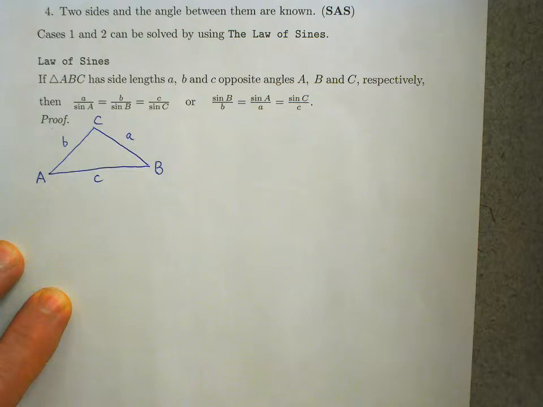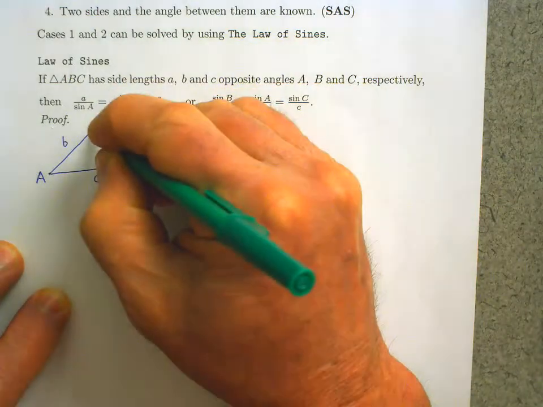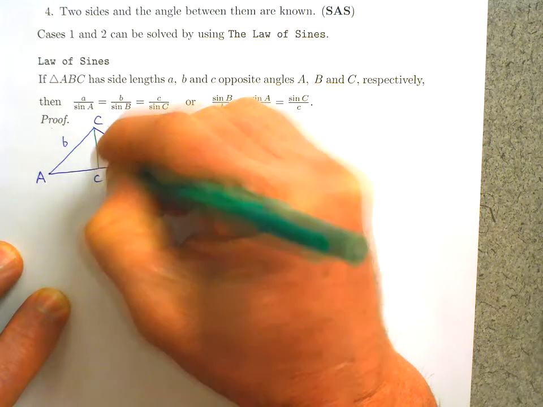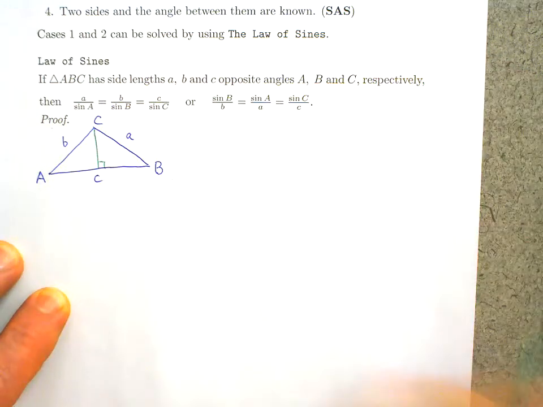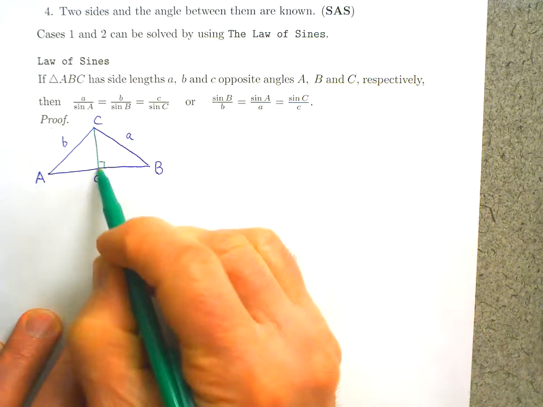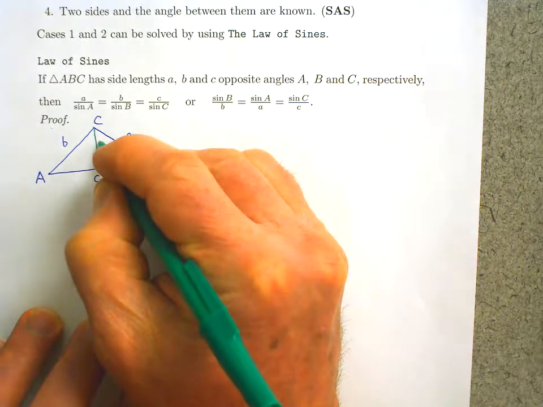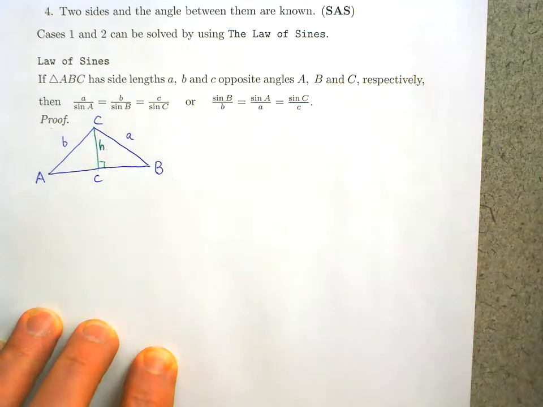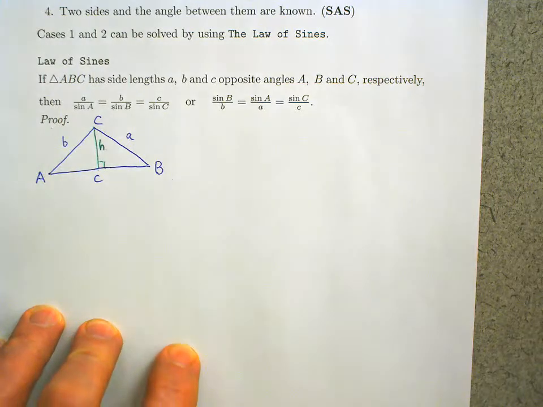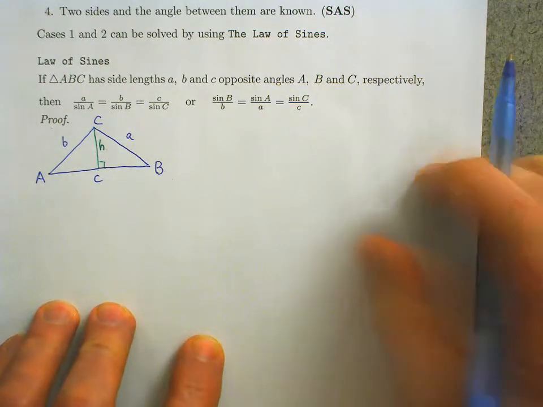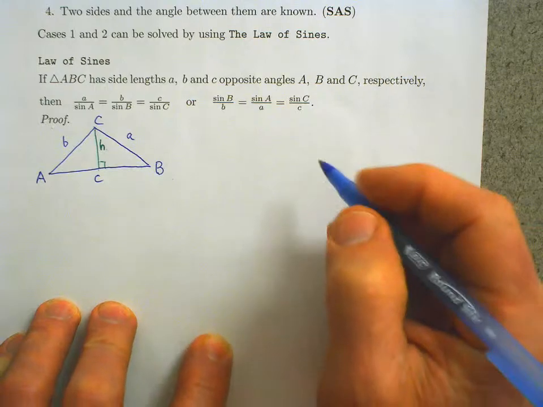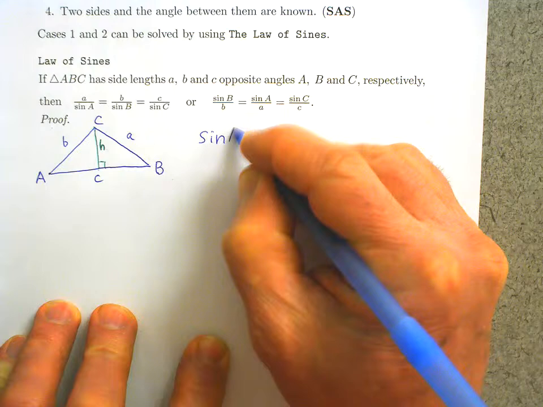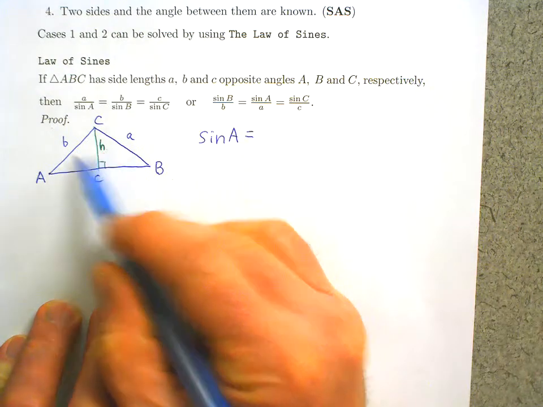Okay, so if we construct a perpendicular from this vertex to the side AB so that we have a perpendicular line segment, and if we label the length of that as h, which can represent the height of the triangle, then the sine of angle A is equal to h divided by b.